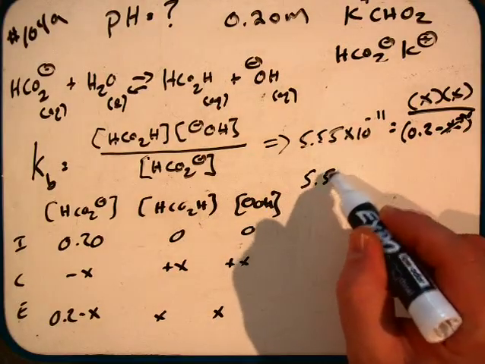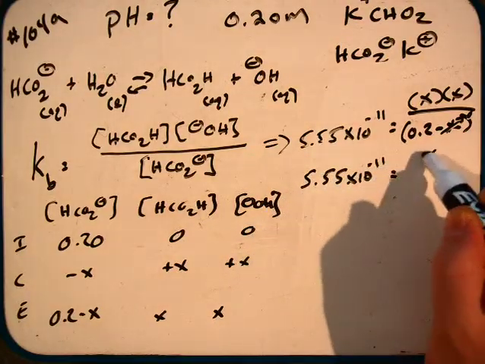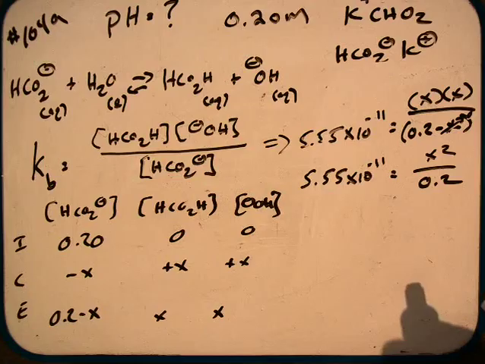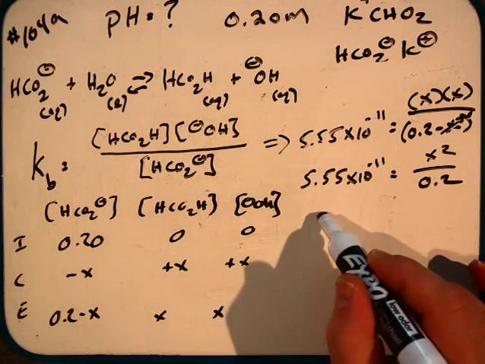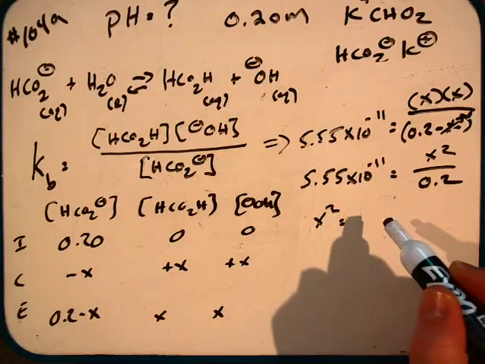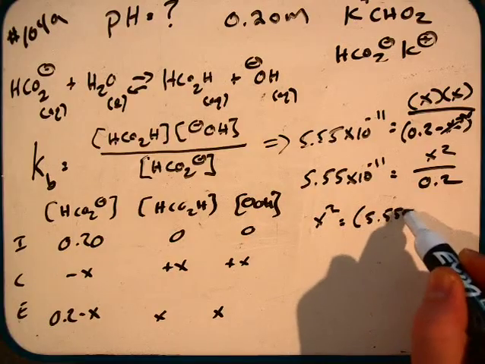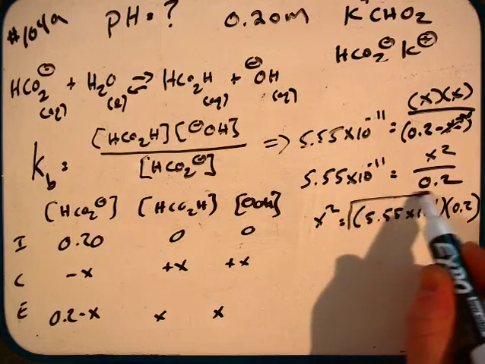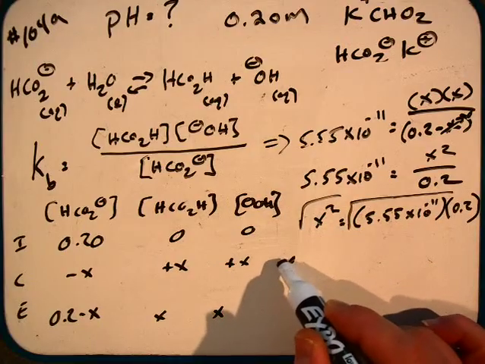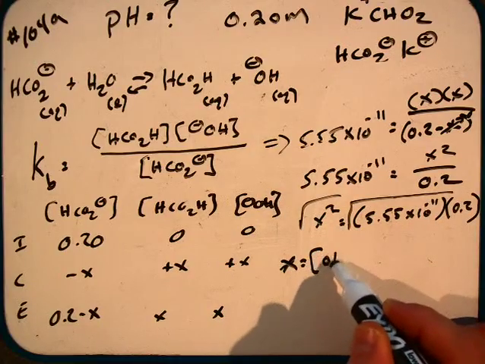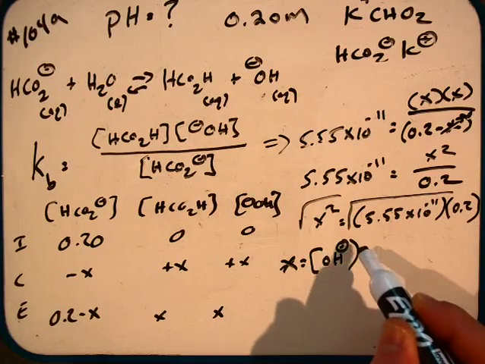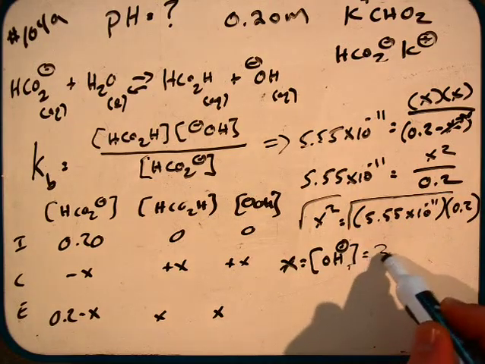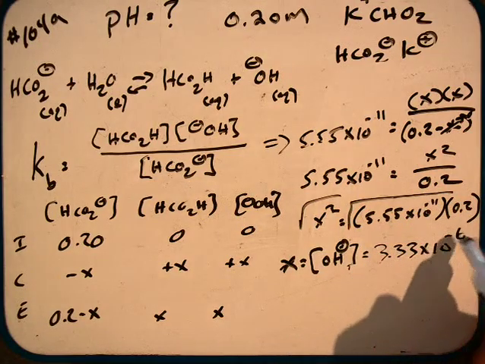And so now we have our reduced equilibrium equation, and now we can solve for our x. And so x squared is going to equal that 5.55 times 10 to the negative 11th times 0.2. I'm going to take the square root of both sides, and that gives us x, which is our hydroxide concentration, and that is equal to 3.33 times 10 to the negative 6.